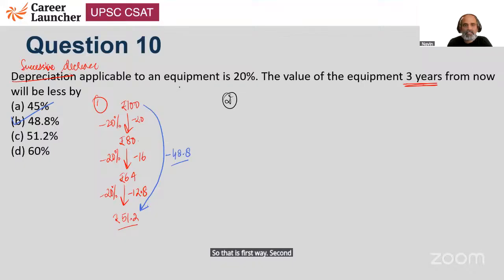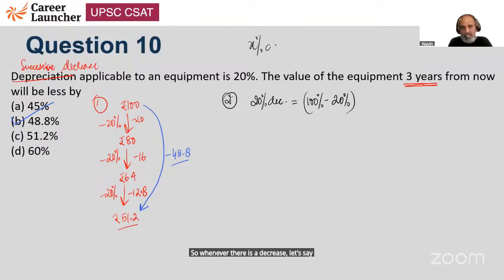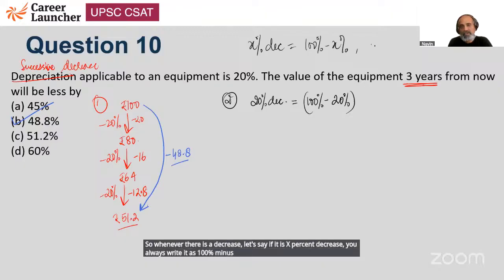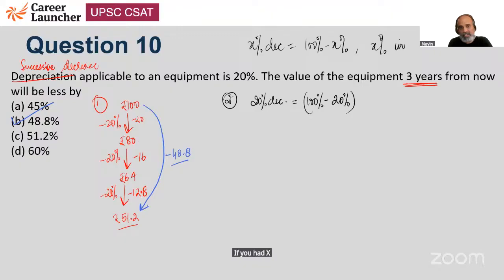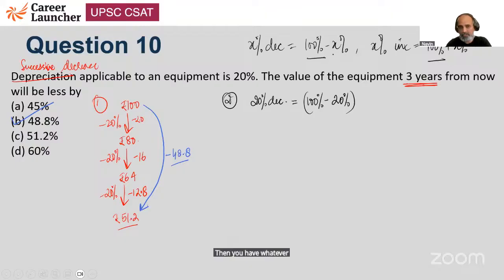Second way is, a 20% decrease can also be written as 100% minus 20%. Whenever there is a decrease, let's say if it is X% decrease, you always write it as 100% minus X%. If you had an X% increase, you will write that as 100% plus X%. You will always add or subtract to or from 100%. Doesn't matter what question you are dealing with, it's always 100. Then you have whatever is being added or subtracted.